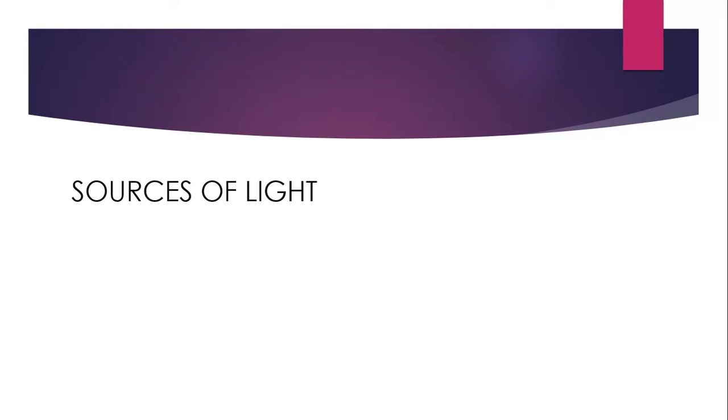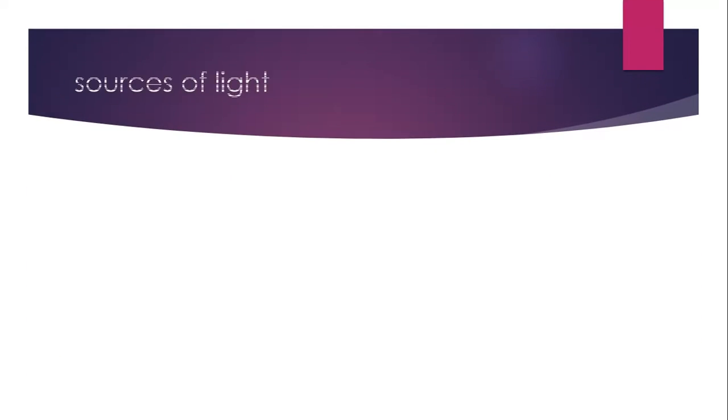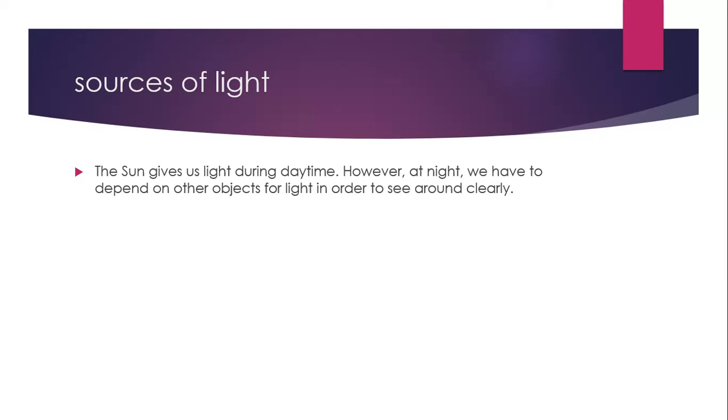Now let's go to next part of our chapter, that is sources of light. Sources of light. The sun gives us light during daytime. However, at night we have to depend on other objects for light in order to see around clearly.